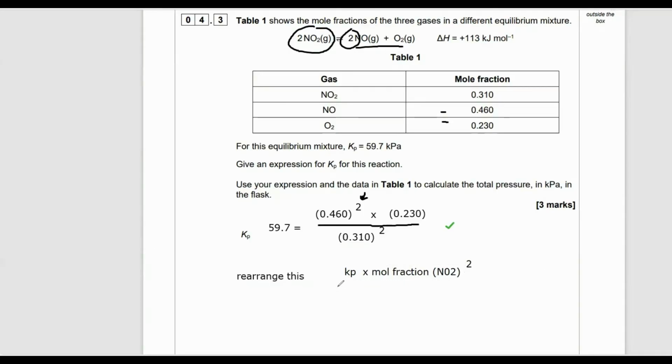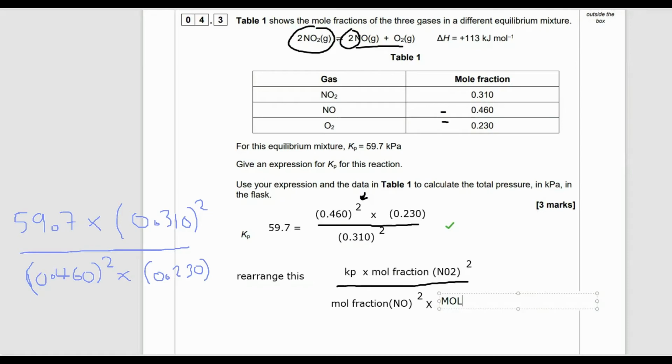And if you do that, you're going to get Kp times the mole fraction of NO2 squared over the mole fraction of the products. And if you plug that into a calculator, you're going to get the correct answer. So essentially here you want to do 59.7 times 0.310 squared, divide that by 0.460 squared times 0.230. And if you do that, you're going to get between 117 and 118 kilopascals, so rounded to 118 kPa.